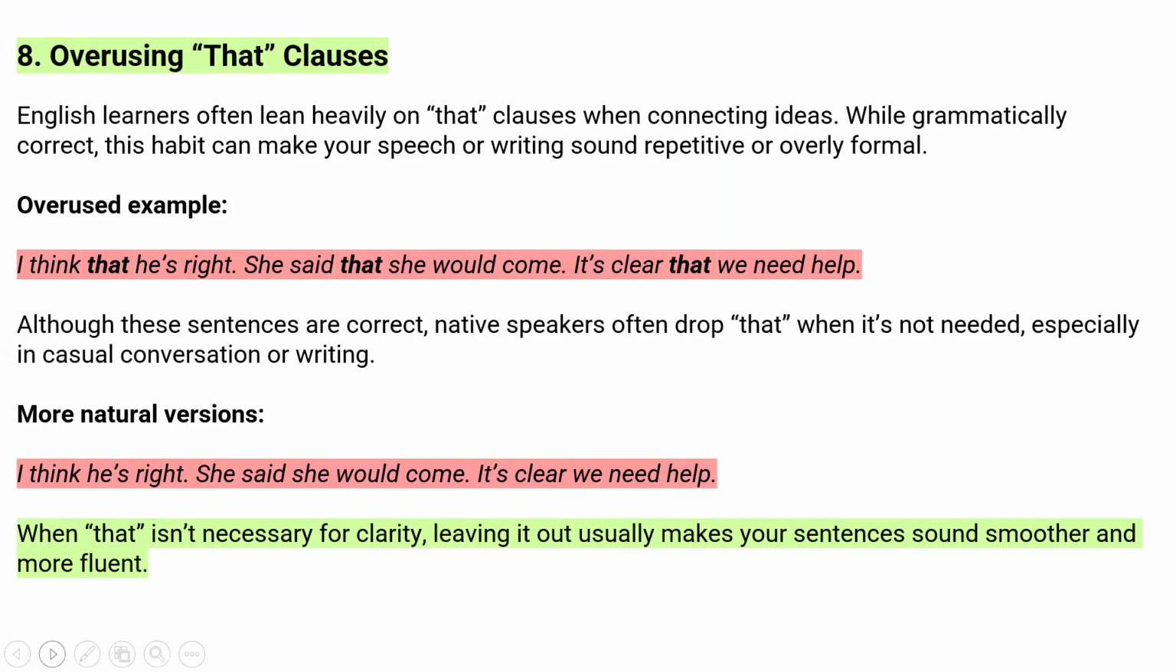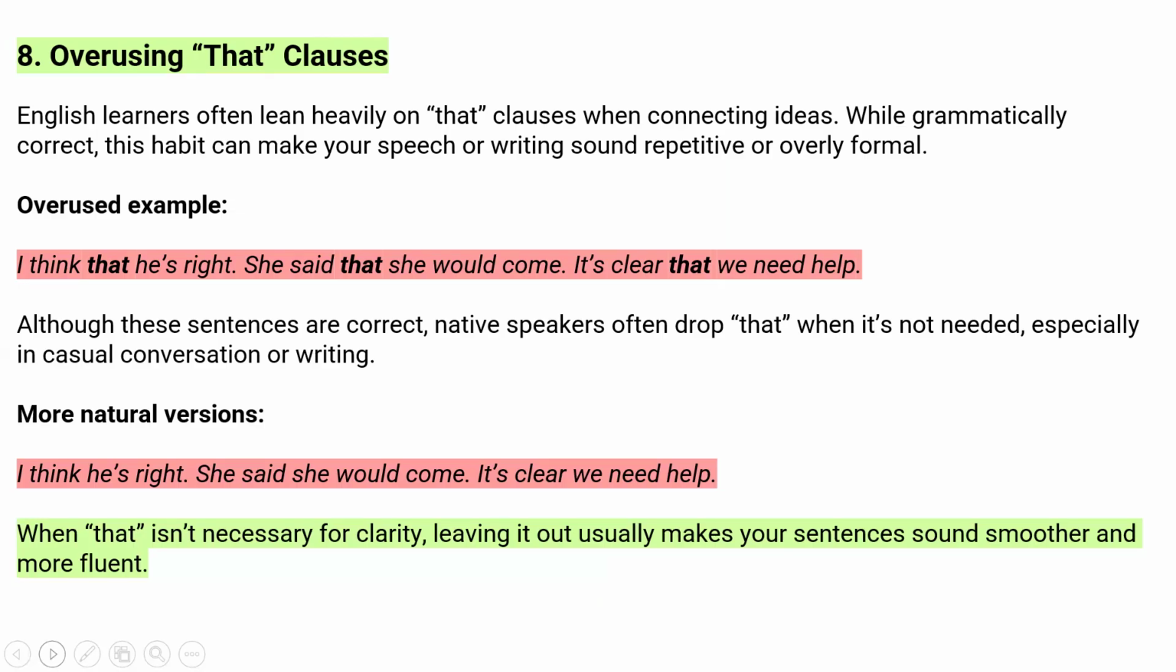"I think that he is right." "She said that she would come." "It is clear that we need help." These are not wrong, but "that" is unnecessary. Instead, you can say "I think he is right," "She said she would come," "It is clear we need help." When "that" is not necessary, there is no need to use it. Otherwise, it can give unclear information. "That" is not necessary for clarity.